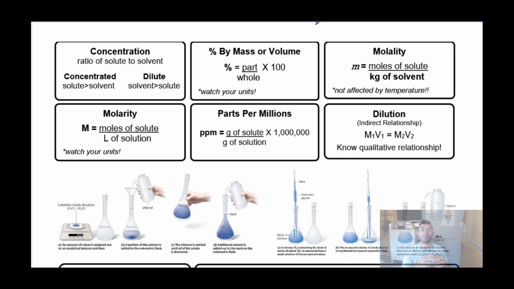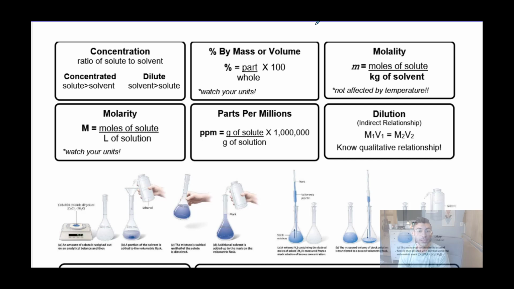Concentration is really just looking at that ratio of solute to solvent. And generally, if I have more solute than solvent, the solution is relatively concentrated. If I have more solvent than solute, it's relatively dilute. And there's a couple of ways in which we look at to express concentration. Every method of expressing concentration would be used in a specific scenario. Percent by mass or volume would be used if we commonly measure the solute and solvent in either a mass unit or a volume unit.